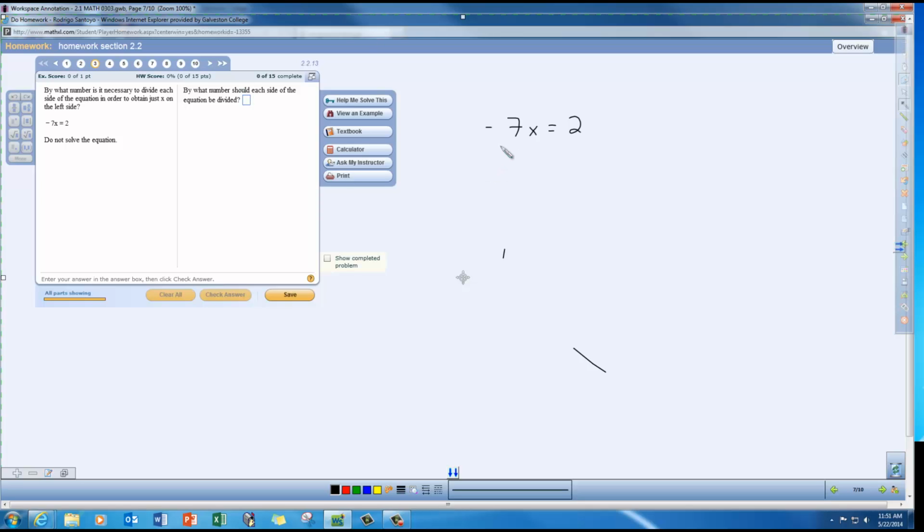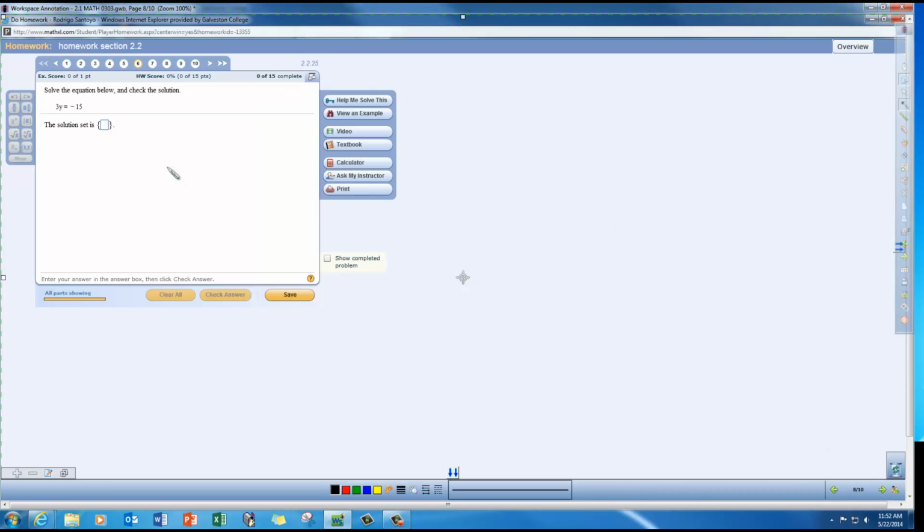So what we'll do here is just divide both of these sides by negative 7. So the answer here would just be negative 7. Because dividing both sides by negative 7 will cancel those out and leave x by itself. Alright, let's look at our next problem. Now they want us to actually solve the equation.